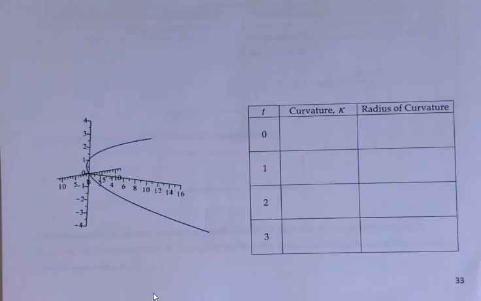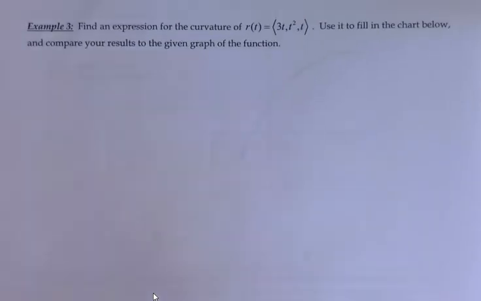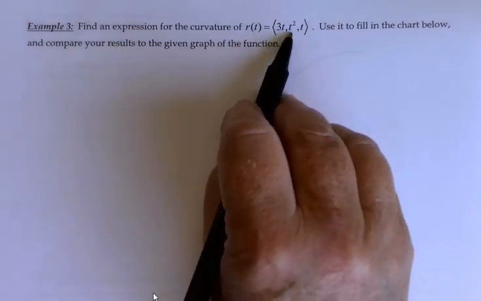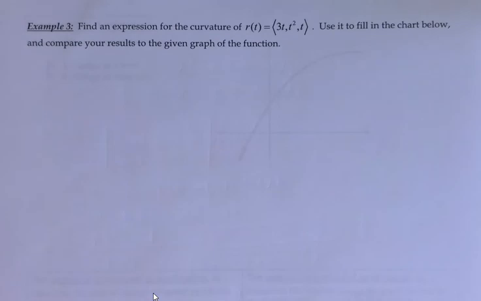All right, one more example. I'd like to find an expression for the curvature of the function 3t, t squared, t. I've actually got a Maple graph of that curve down at the bottom of the page for you. And we'll go ahead and find the expression for the curvature, and then we'll calculate the curvature at several different points and fill in the table at the bottom of the page.